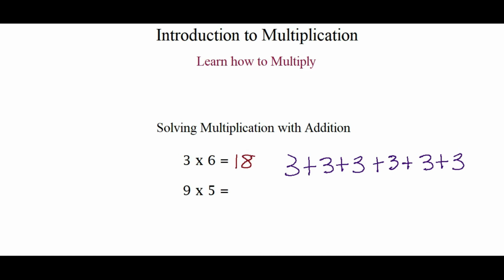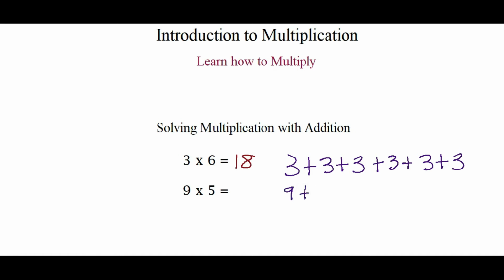Moving on to our next problem. We have 9 times 5. Again, I would have to add 9 five times or 5 nine times. In this example, I'm going to add 9 five times.